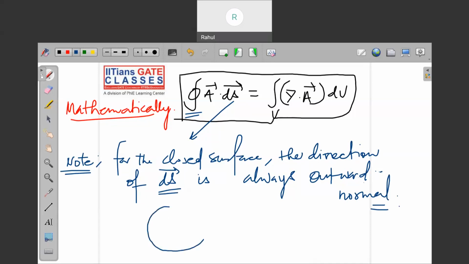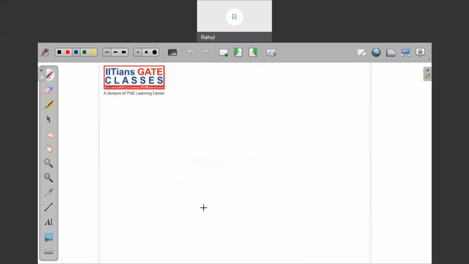Suppose you take a football. You can't get inside the football, so you will always have to take the direction as outward normal, wherever you go, at any point, always outward normal. So for the closed surface this is the concept, and for an open surface it will always be normal. This theorem is applied to any volume which is bounded by surfaces. Keep that in mind. And now, what does Stokes theorem say?